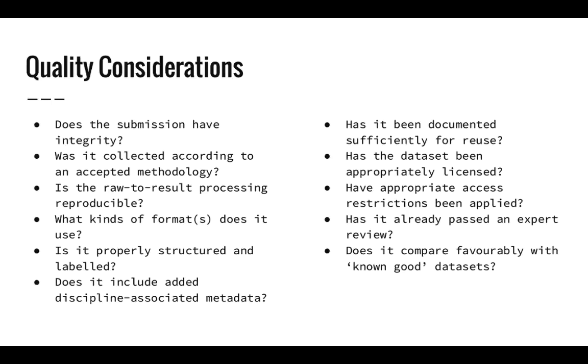Has it already passed an expert review? Because we're in the context of a generalist data repository, it's unlikely that there will be a specialist there who'll be able to pick up on any discipline-specific issues. So if that quality assurance step is already taken elsewhere, then it would be nice to be able to take that into account. And the final thing is, does it compare favorably with other known good data sets? Maybe we could look at the data that's already been published, what we consider to be good and high quality, and see how the data set compares with that.